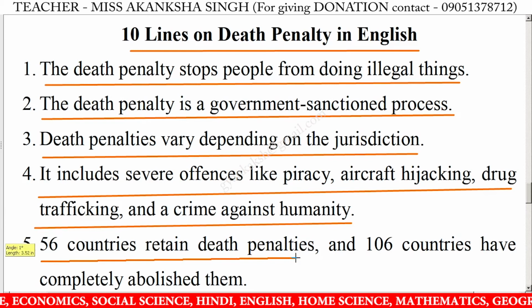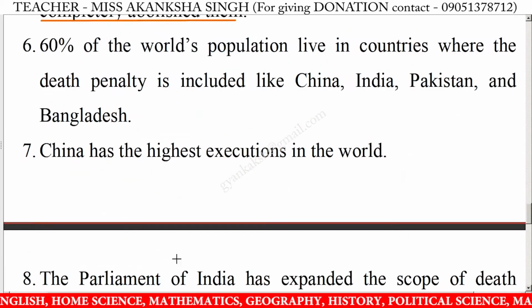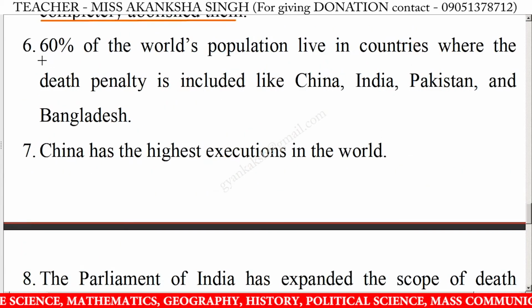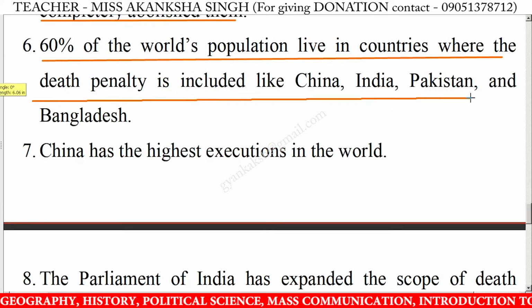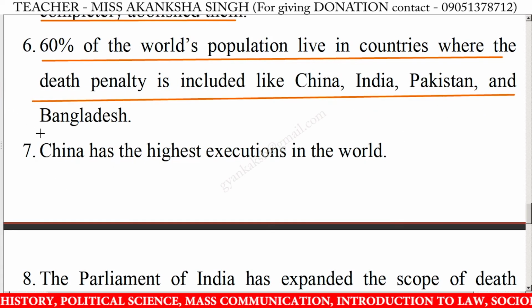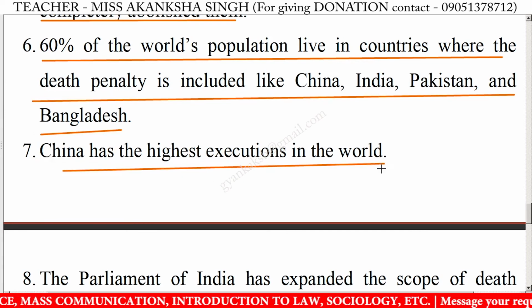56 countries retain death penalties and 106 countries have completely abolished them. 60% of the world's population live in countries where the death penalty is included, like China, India, Pakistan, and Bangladesh. China has the highest number of executions in the world.